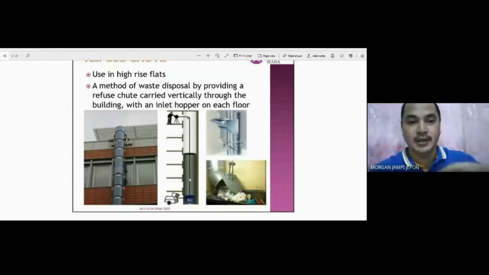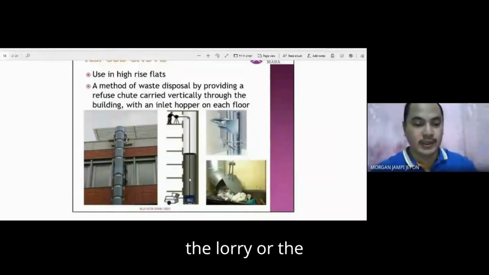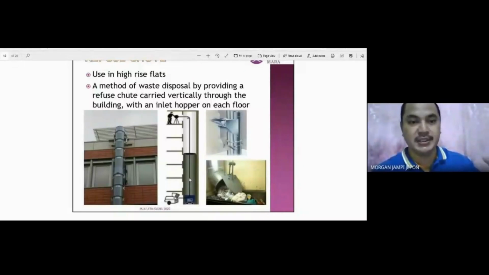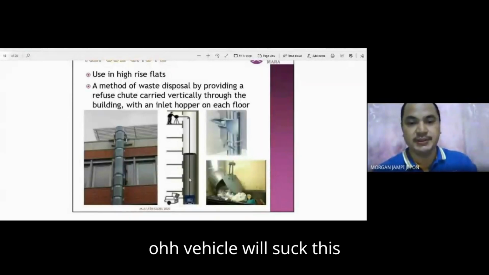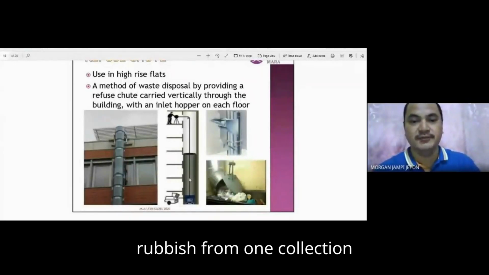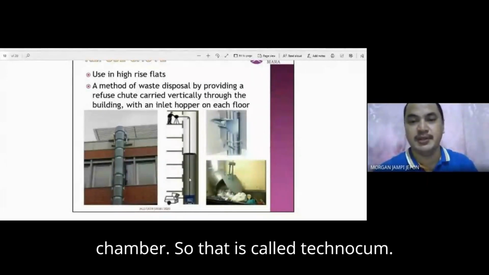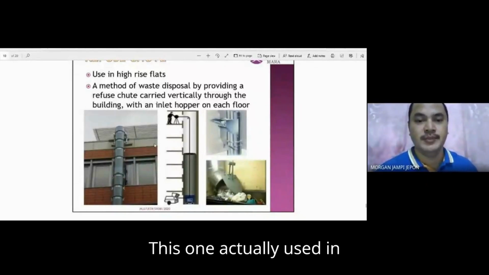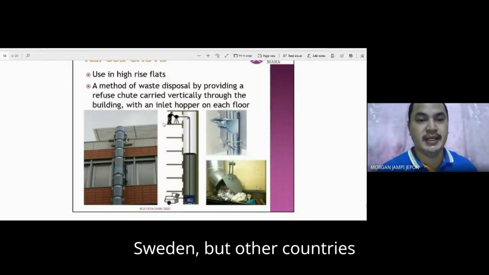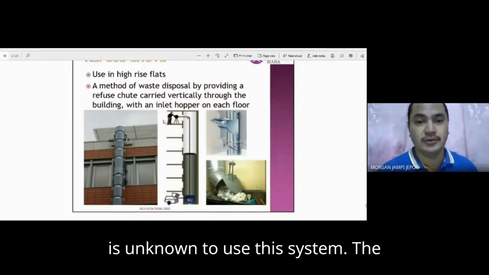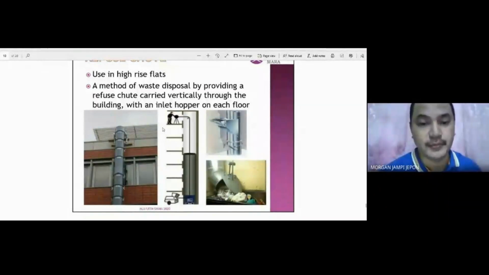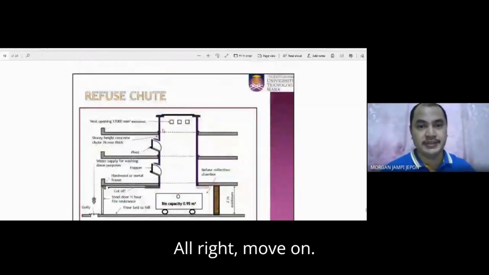The lorry or waste vehicle will suck the rubbish from one collection chamber. That is called Technocum. This is actually used in Sweden, but other countries are not known to use this system. All right, the system is called Technocum. Move on. Sanitary incineration.